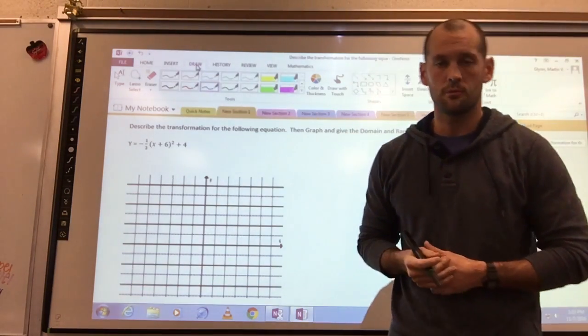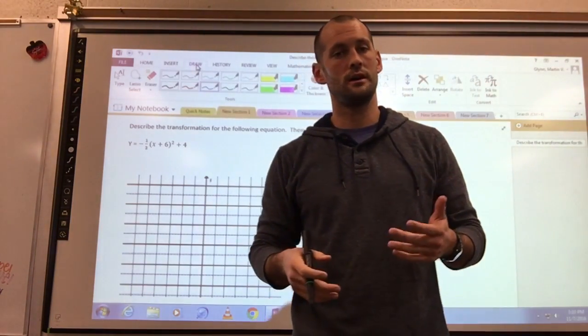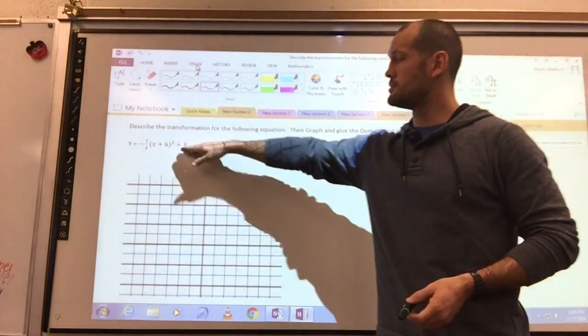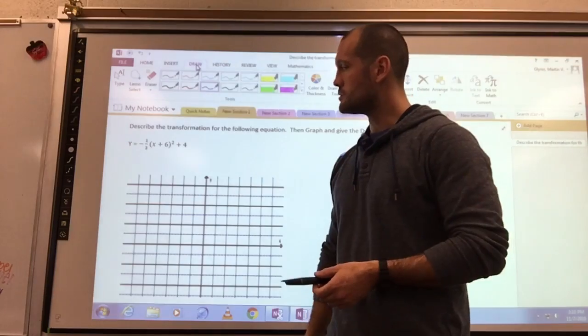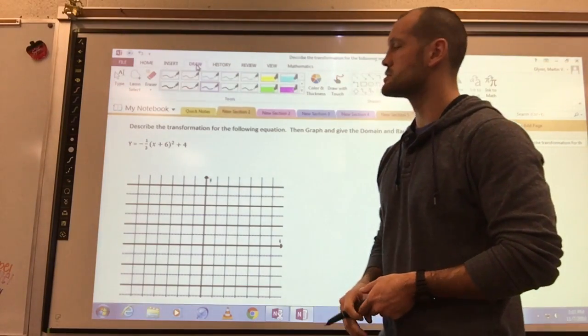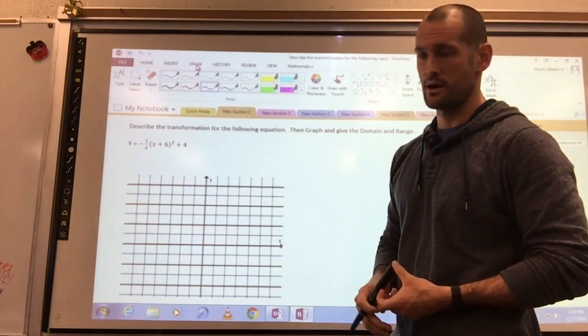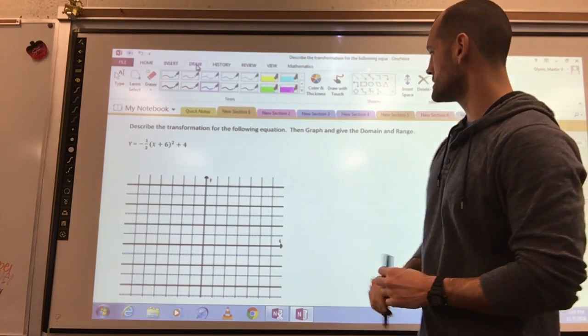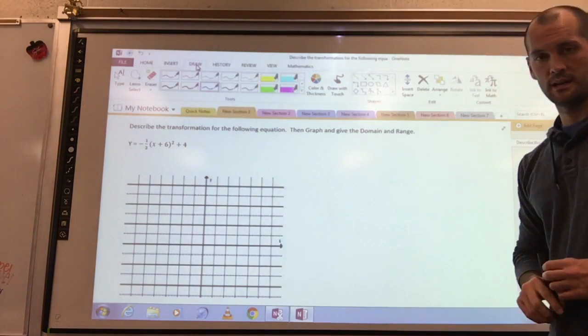All right, we're gonna run through a couple problems you guys requested. These are all getting ready for the test tomorrow. So first up, I'm giving you the equation y equals negative 1/3 times the quantity x plus 6 squared plus 4. Describe the transformations in the following equation, then graph and give the domain and range.